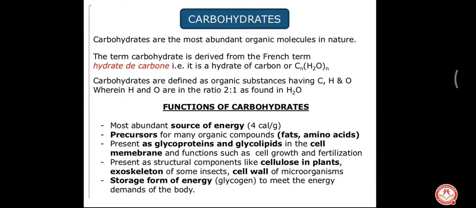Now what are the functions of carbohydrates? These are the most abundant source of energy, precursor for many organic compounds, for example fats and amino acids, present as glycoproteins and glycolipids in the cell membrane and function in cell growth and fertilization, present as a structural component of cellulose in plants, exoskeleton of some insects, cell wall of microorganisms, and storage form of energy, glycogen. Plants store food in the form of starch while animals store food in the form of glycogen to meet the energy demands of the body.